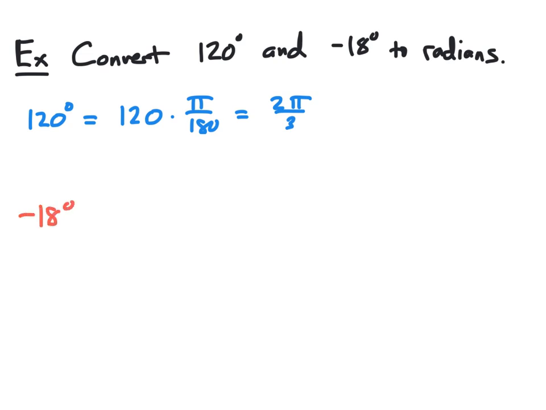We do the same thing for negative 18 degrees. We do have to remember that this is a negative angle, so the radian measure will be negative as well. We multiply negative 18 by our factor of pi over 180, and we notice that negative 18 divided by 180 will simplify as negative 1/10, and so this becomes negative pi over 10. So negative 18 degrees is the same as negative pi over 10 radians.